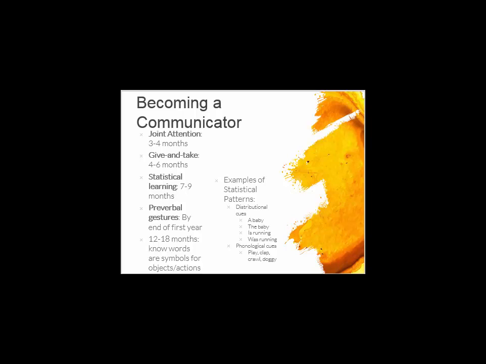At the end of the first year, infants use preverbal gestures to direct adults' attention, to influence their behavior, and to convey helpful information. Before 12 months, they use symbols in areas other than language, like gesturing. They might point, wave, or smack their lips to convey messages. Between 12 and 18 months, they start to gain insight that words are symbols for objects, actions, and properties.